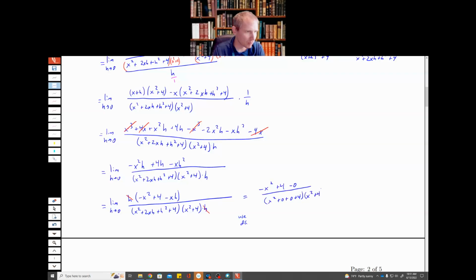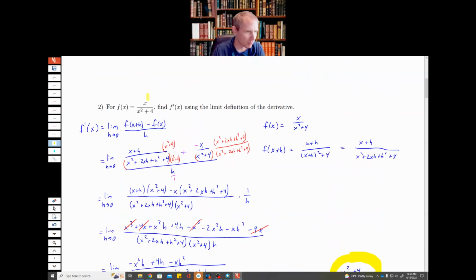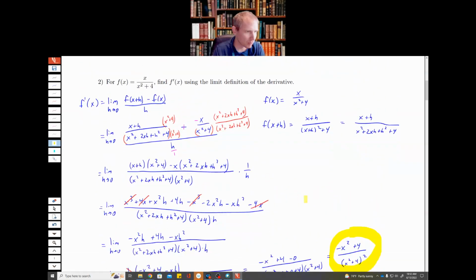times x squared plus 4. So I can write this as negative x squared plus 4 in the numerator. I have x squared plus 4 times another x squared plus 4. That's x squared plus 4 squared. So that's finding this derivative using the limit definition, which is a whole lot more work than a quotient rule would be.